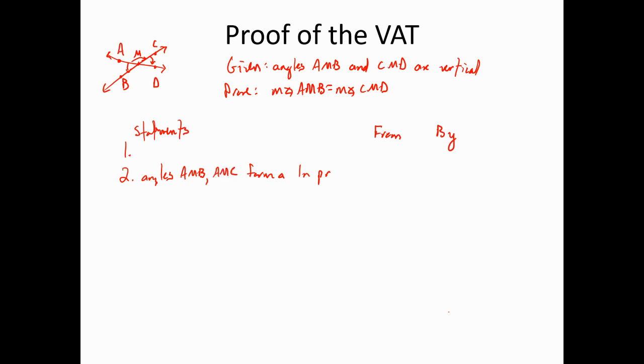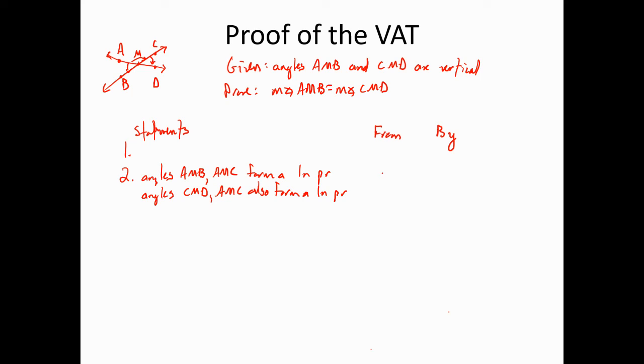You got to be really careful when you do your proofs. You have to be careful about the names of the angles involved. It's easy to get them wrong. So AMB and AMC, they definitely form a linear pair, right? And we also have another linear pair as well. So angles CMD and AMC also, I'll perhaps add, form a linear pair.